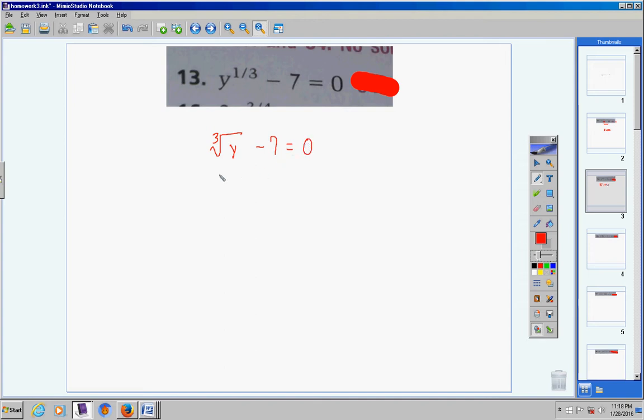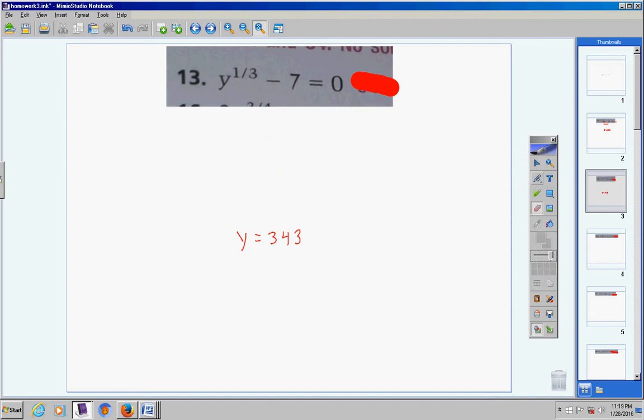Now, step 1, isolate the radical. So we're going to bring the 7 over and make it a positive 7. Step 2, eliminate the radical. We have an index of 3, so we're going to raise this side to the 3rd power. However, if you raise one side to the 3rd power, you must raise the other side to the 3rd power. When you cube a cubed root, you get what's on the inside, y. And then 7 to the 3rd power is going to be 343. So there's our answer.